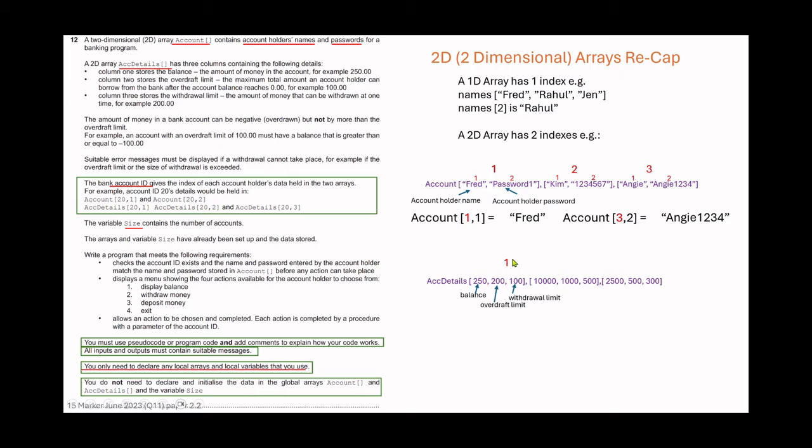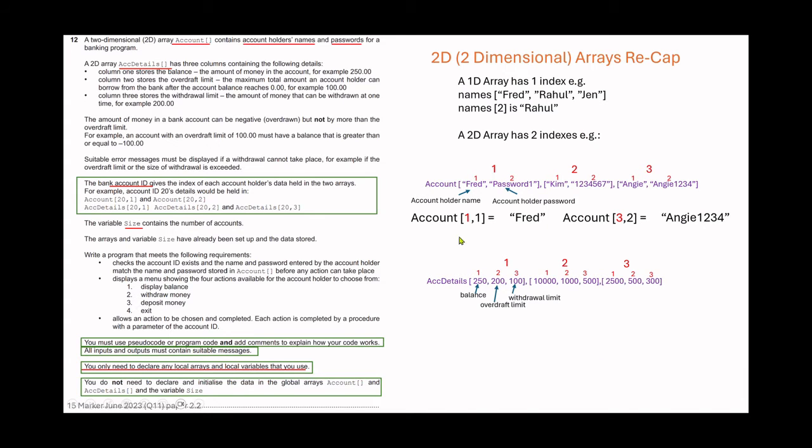It's exactly the same as the account one we just talked about. There are 2 indexes. The first index identifies the subarray, so we've got 1, 2 and 3 again, and each subarray in this case has another index, but we've got 3 elements or 3 bits of data. So if we wanted to access this piece of data here, it would be account details 1 3.